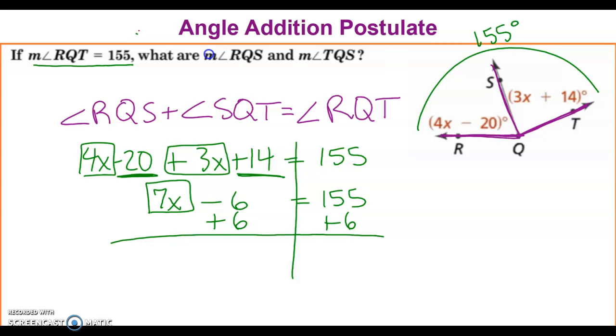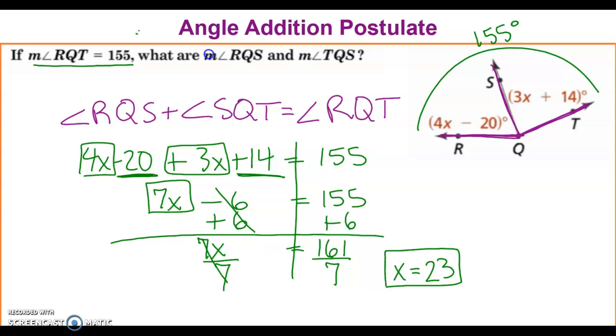So negative 6 plus 6 is 0. See, now it's gone. We almost have x alone. We still got that 7 in front of it, though. 155 plus 6 is 161. And then to get rid of that 7, we divide both sides by 7. So now we divide. 7 divides into 161 23 times. So we have found x.